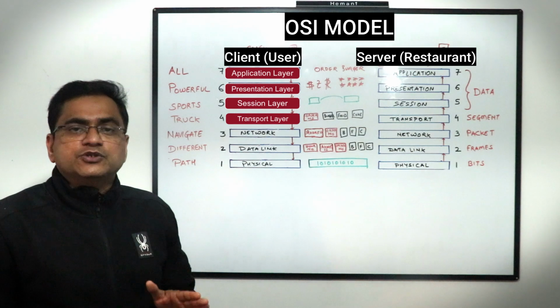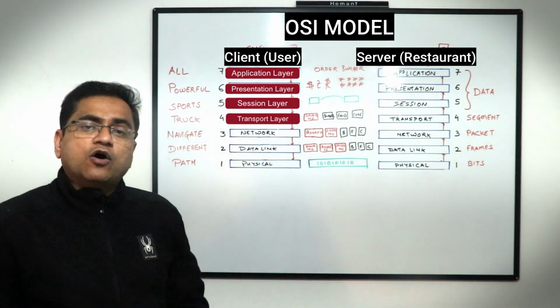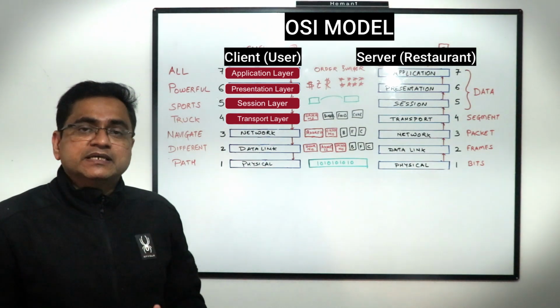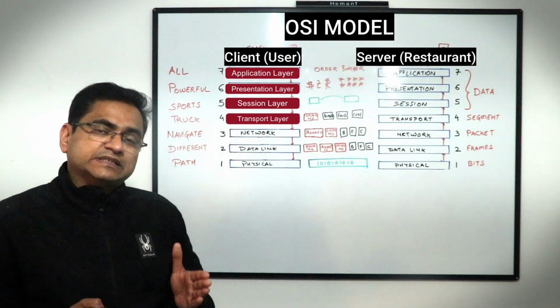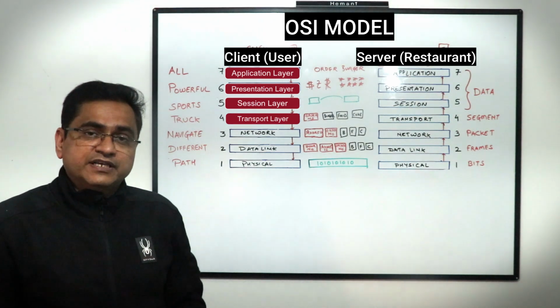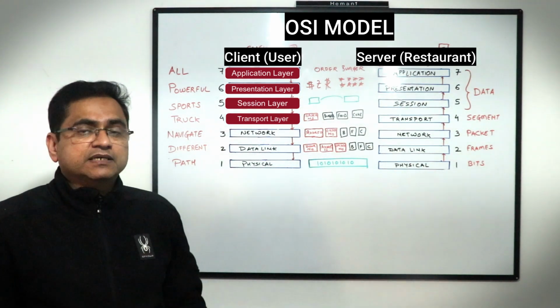It breaks your data into segments and puts the order number and makes sure they are all delivered and reassembled in the correct order. It also decides whether to use TCP, which guarantees delivery but is slower, or UDP, which is faster but unreliable.